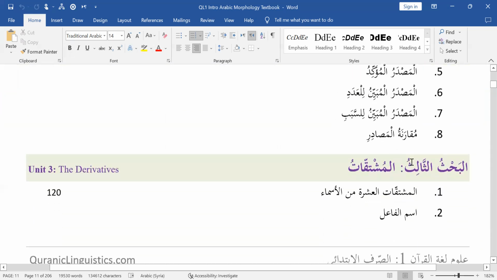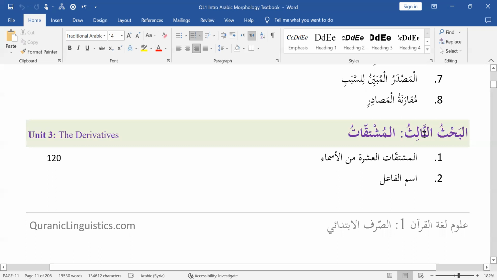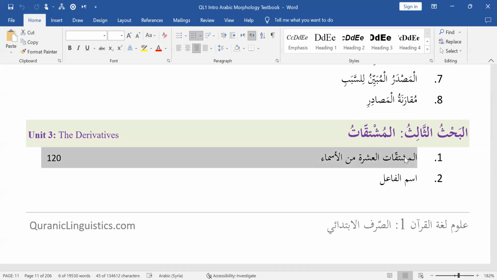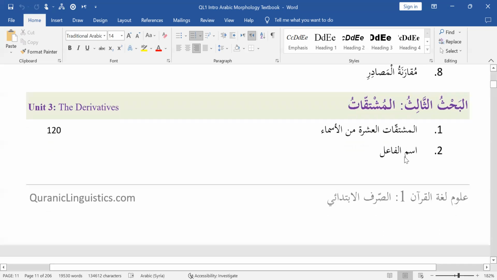And then in unit 3, we will look at the children of masdar. Masdar is the mother, and she has children. And these children are called al-mushtaqat. There are 10 derivatives, al-mushtaqat al-ashara min al-asma. 10 derivatives that are nouns that are derived from masdar. And in the previous versions of level 1 of Quranic Linguistics, we only talked about the 7 derivatives. This version is an enhanced, more advanced version. We will look at 10 derivatives, starting with Ismul Fa'il.